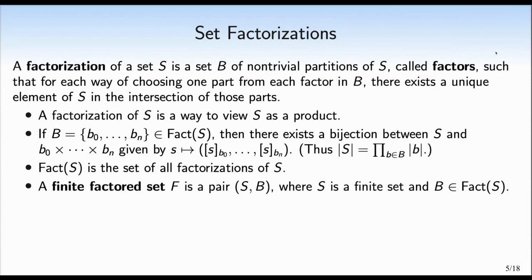We'll write fact S for the set of all factorizations of S. And we'll say a finite factored set is a pair S, B, where S is a finite set and B is a factorization of S. This is kind of like a circularly defined definition. Well, not really circular. If I wanted to define a factored set, there are two strategies I could use. I could first introduce the S, and then I could say, get a factorization of S. Alternatively, I can first introduce the B, and anytime I have a collection of sets B, I can take their product, and then I can have S be the product of those sets, modulo some degenerate cases where things are zero.